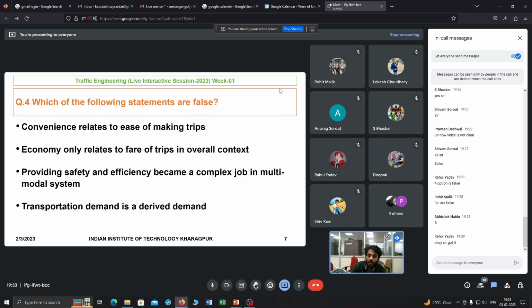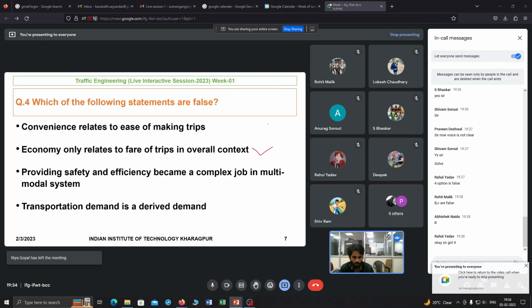Now the remaining option is about the economy relating to the fare of trips in the overall context. There is a part of the economy which is the fare that we are paying. But in the larger context, buses have been purchased using the money of the taxpayers. It is public money that has been used for purchasing and sometimes for maintenance and operations, because sometimes the fare is not adequate, so even the government gives subsidy to the public transport system. So economy doesn't always mean only the fare of trips. It's about your overall returns against the investment that you made. So finally this answer is false. I hope it is clear to everyone.